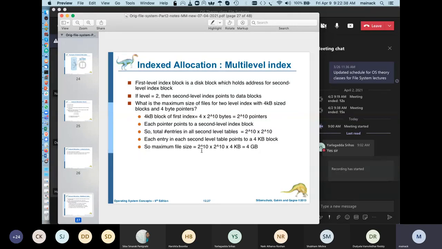So maximum file size is 2 to the power 10, which comes from 2 to the power 10 pointers, and each one of them can address 2 to the power 10 data blocks, and each data block is 4 kilobyte in size. So maximum file size is 4 GB. Okay. Now there are two essentially take-home exercises with this example. Before we do that, do you understand this part in multi-level index? If you have any question, please write.